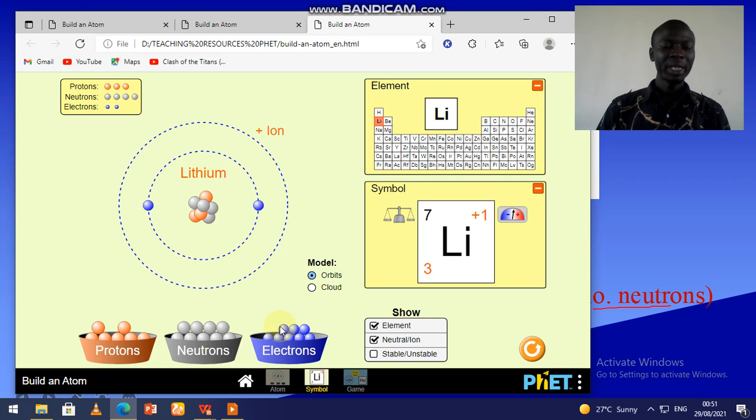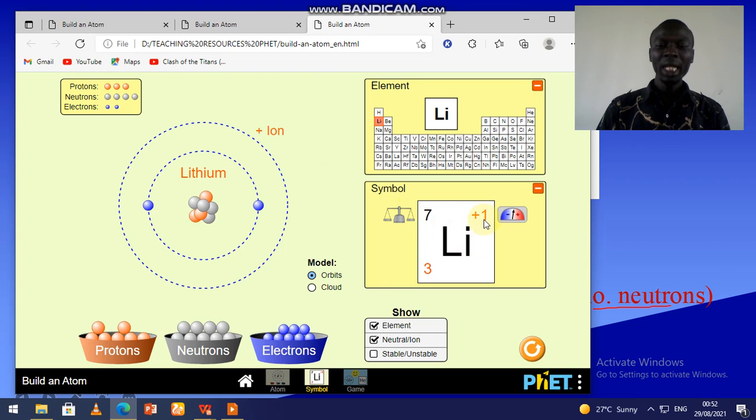Let me first return and we look at the symbol of the element. The symbol of the element is this. When it is neutral, it has a charge of 0. But let me remove this electron and we see. When I remove that electron, the symbol of the element changes. It now has a charge of positive 1. Because of that positive charge, it is now a positively charged ion.